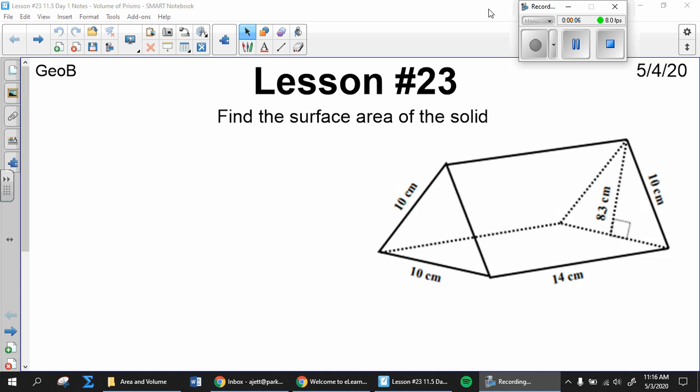This is Mr. Jet. First thing I want you to do, we're going to talk about volume of prisms today. And so what I want you to do is first look at this solid here and find the surface area. So we've already done surface area of prisms. I want you guys to go ahead and find the surface area of this before we move on to volume. So pause your video, work out this problem. When you're done, unpause your video and I'll have the answer there.